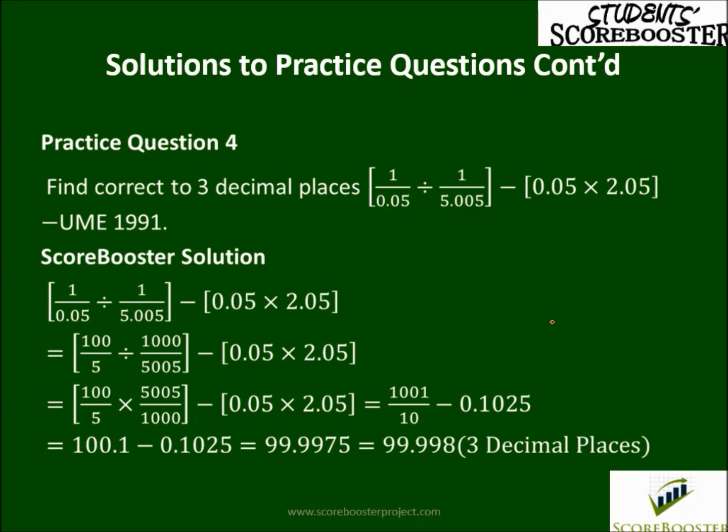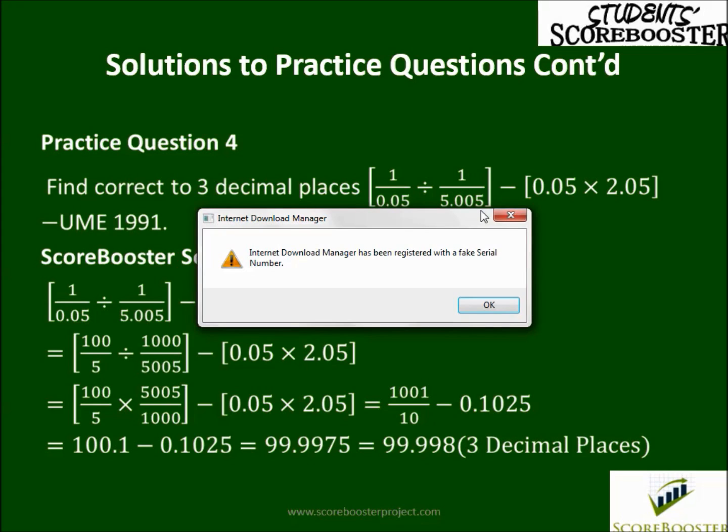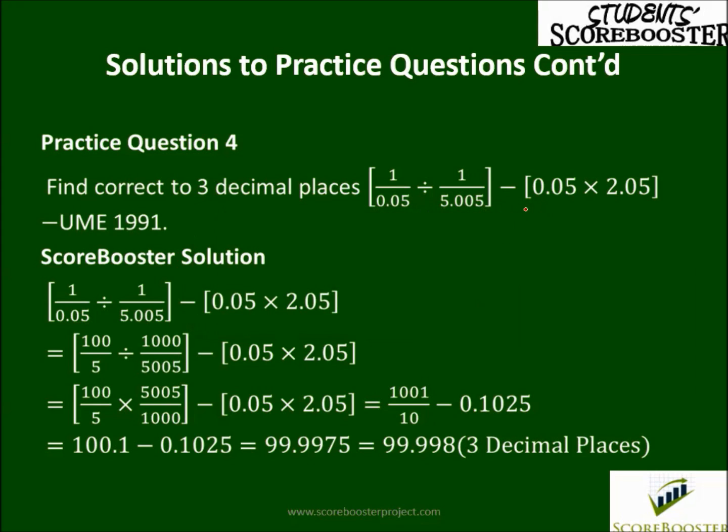And now the practice question 4: find correct to 3 decimal places, 1 over 0.005 divided by 1 over 5.005 minus 0.05 times 2.05. This question is from UME 1991, and the solution.